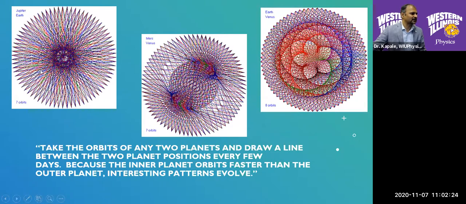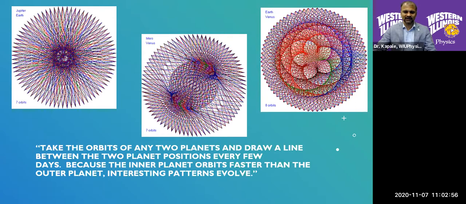So the pattern on the leftmost picture here is Jupiter and Earth system. So the line joining Jupiter and Earth, traced over 7 orbits. The center one is Mars and Venus, 7 orbits, and Earth and Venus is much more interesting, and it has this 5-petaled kind of very cool structure. You can't make any of these things very easily with any other system. It would be actually cool to figure out what makes this 5-petal pattern. And you can do that by playing more with these patterns that we saw.